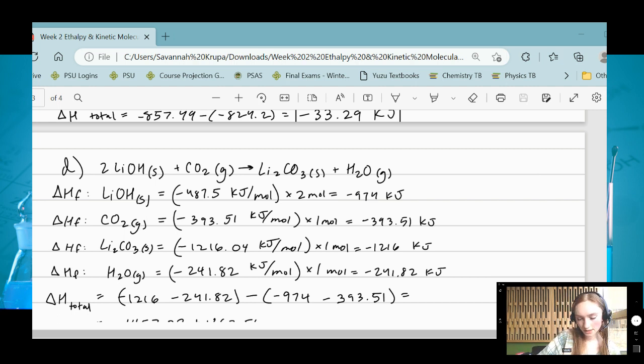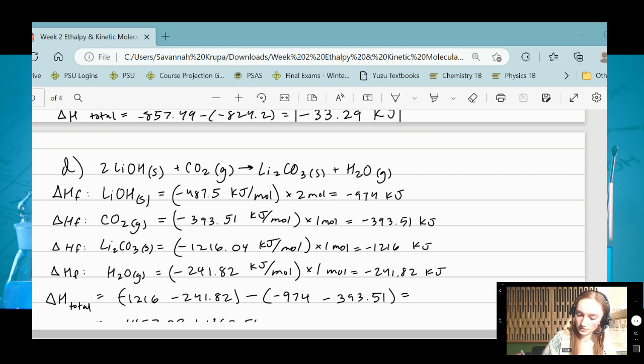So for the lithium hydroxide, we have negative 487.5 kilojoules per mole. For the CO2 gas, we have negative 393.51 kilojoules per mole. For the lithium carbonate, we have negative 1216.04 kilojoules per mole. And finally, for the water gas, we have negative 241.82 kilojoules per mole.